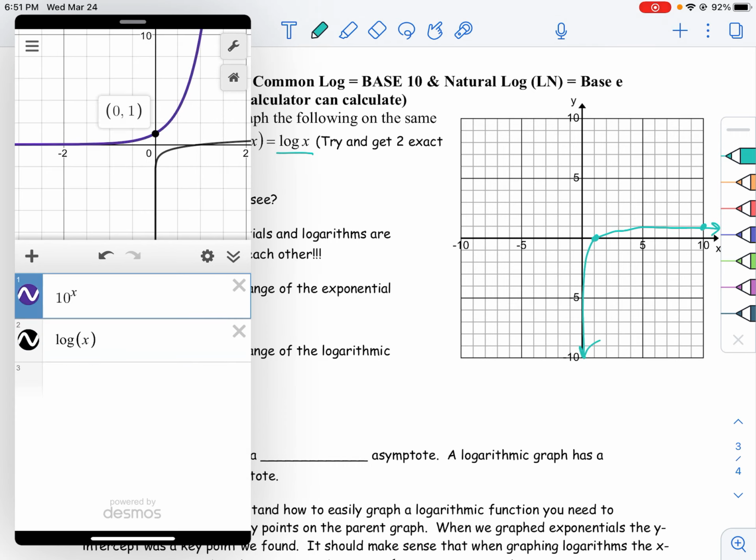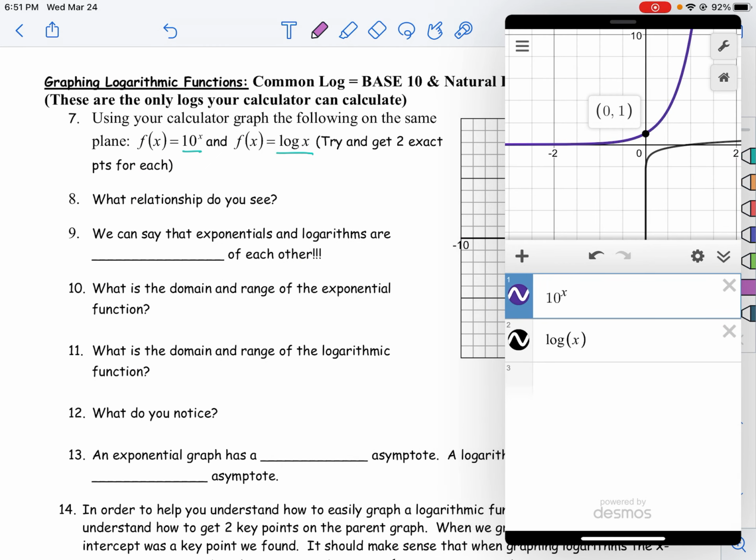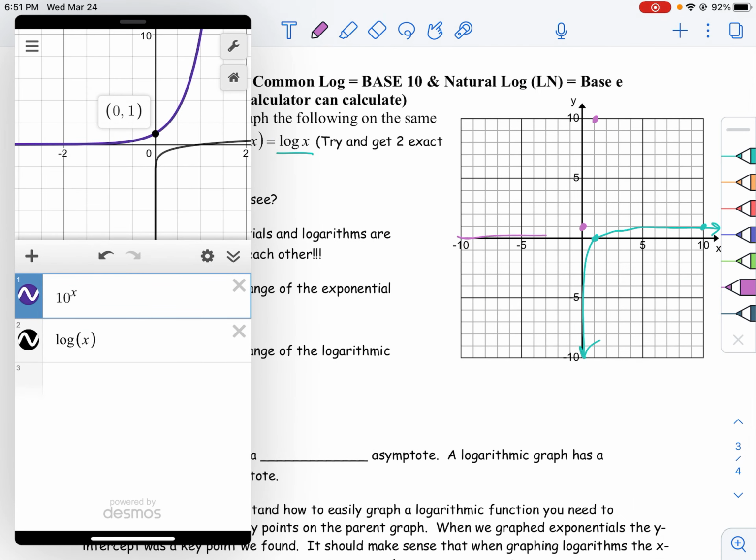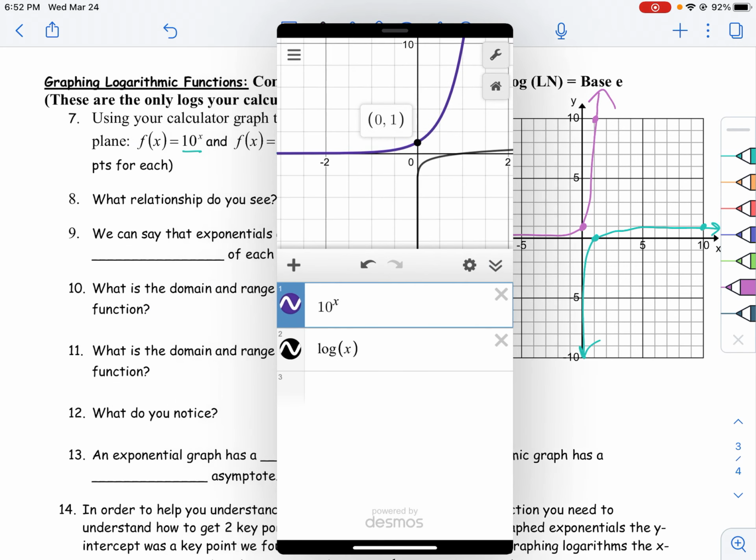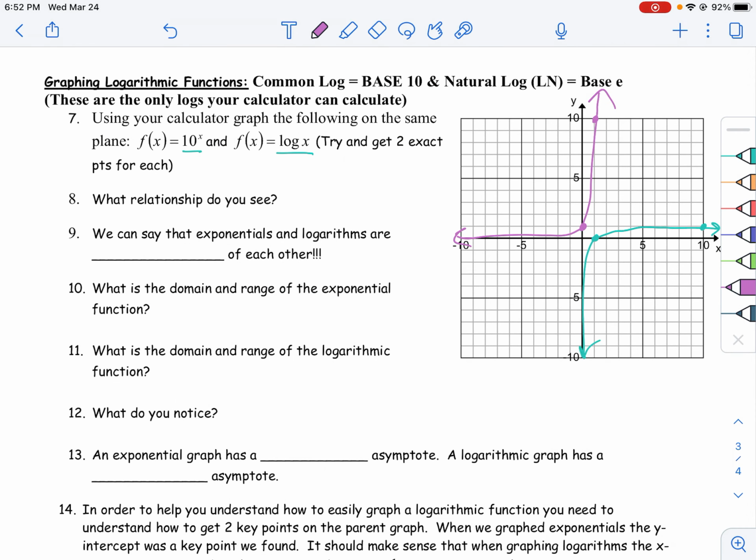Now 10 to the x. At 0, we get 1. And then if we go up here, at 1, we should get 10. There it is, (1, 10). And then we know that this stops before it gets to 0, so it's going to go up like this. If I could draw better. Sorry, everybody. So it'll look just like that. So there are our 2 points based off of the log and 10 to the x function.